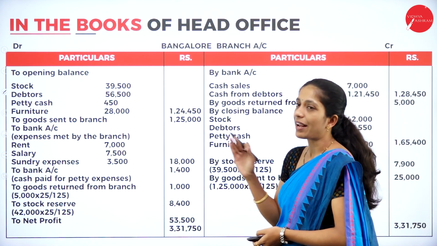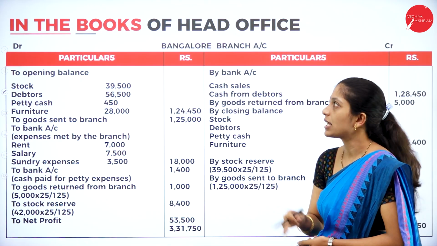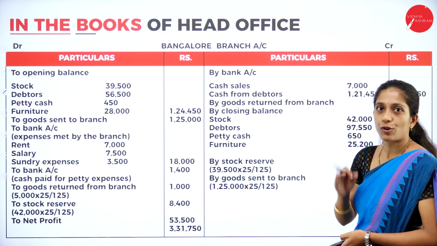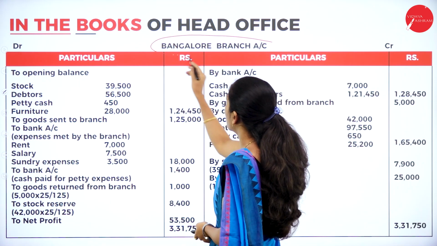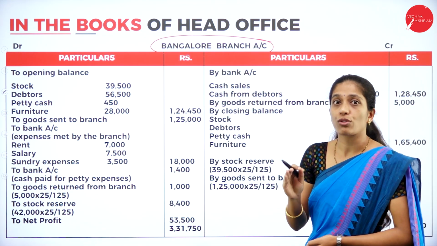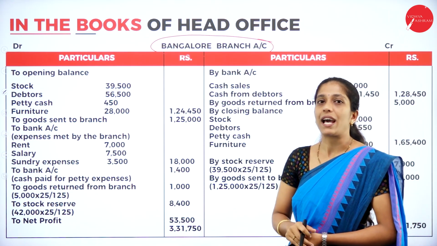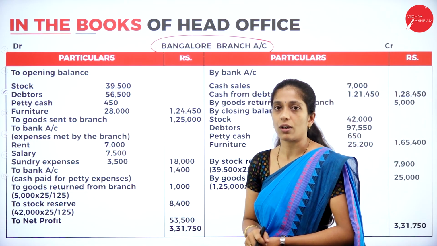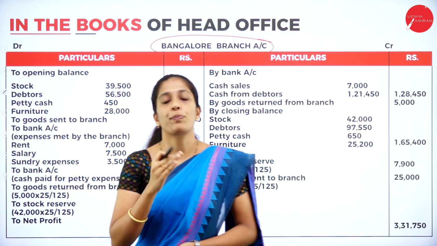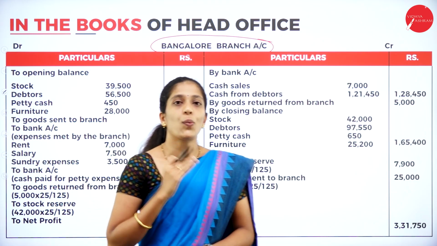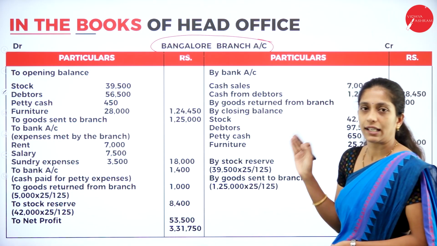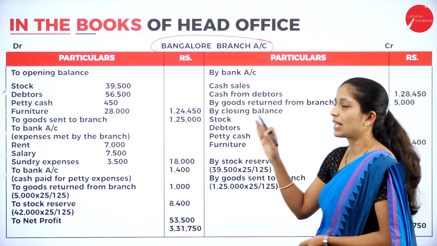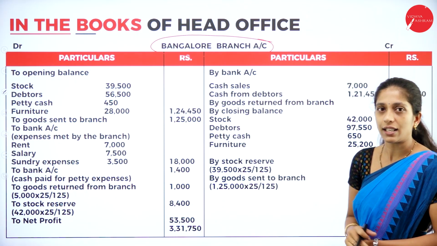Let us prepare the branch account in the books of head office. Who is the head office here? In the books of head office, that is Chennai. So we are going to prepare the Bangalore branch account. Now what is the format of the branch account? We have a debit side and a credit side. Under the debit side, particulars and amount; credit side, particulars and amount.